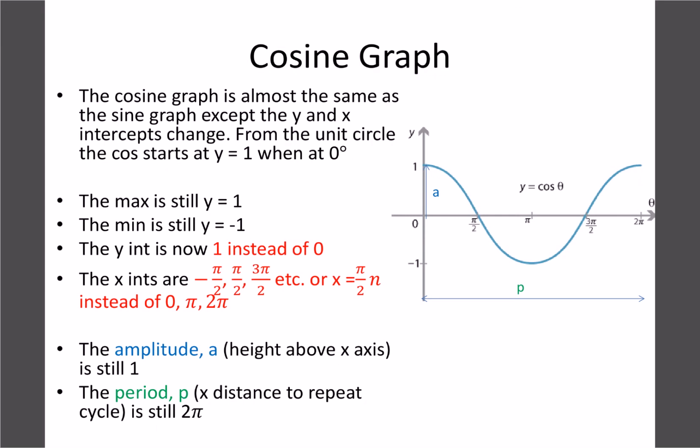So with our cosine graph then, it looks exactly like a sine graph, but just shifted over a little bit, and the key difference is it's going to start at 1 instead of at 0. So our starting point's at 1 instead of the origin. We still have the same amplitude, still have the same.